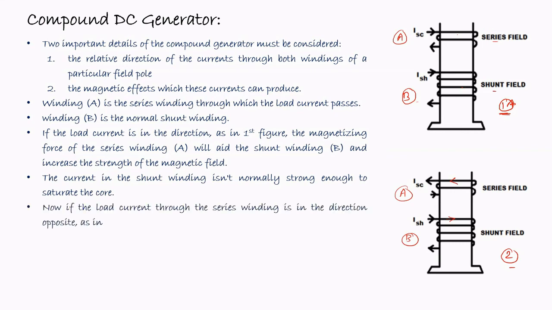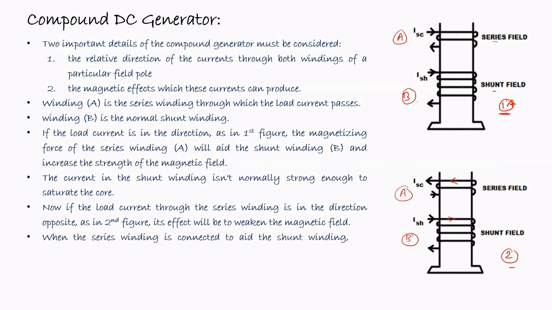Now, if the load current through the series winding is in the opposite direction, as shown in the second figure, then the effect will be to weaken the magnetic field. As we can see in the second diagram, the currents in the two field windings are opposite to each other. So the magnetic field produced by the shunt field will basically oppose the series field. Therefore, the net magnetic field will be less.